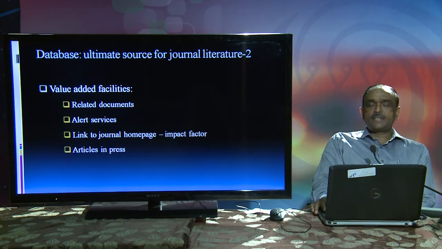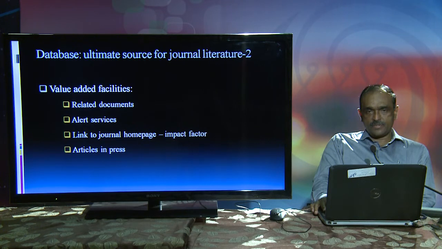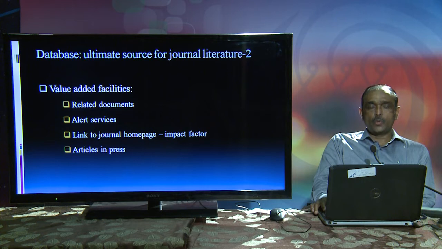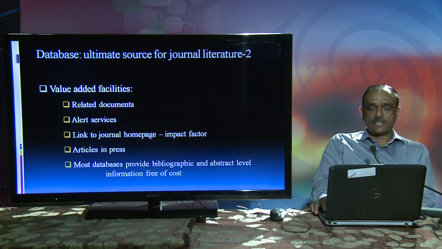Articles in press is another value-added service that databases provide, in which the articles which have been accepted for publication but are yet to be assigned a volume number and issue number are made available in the database. This enables researchers to know the articles before they have formally been assigned an issue number.